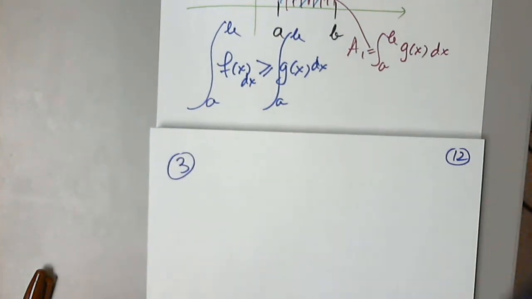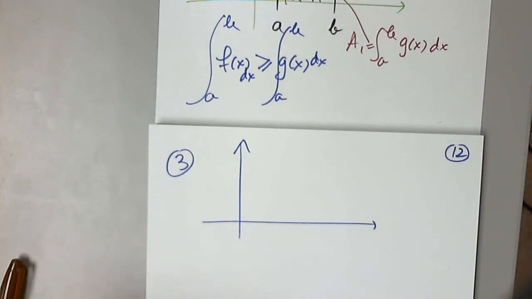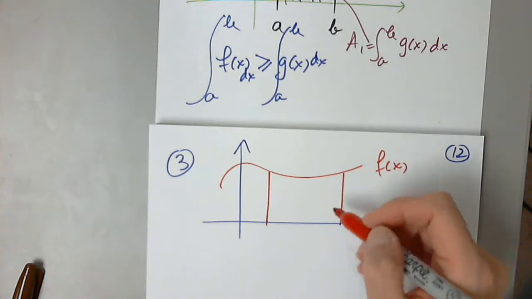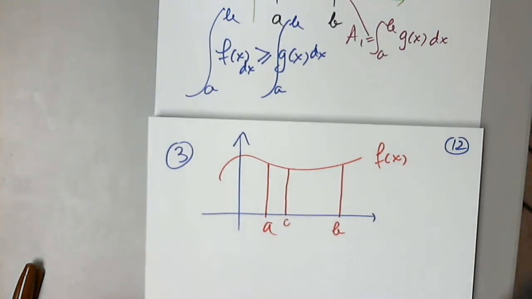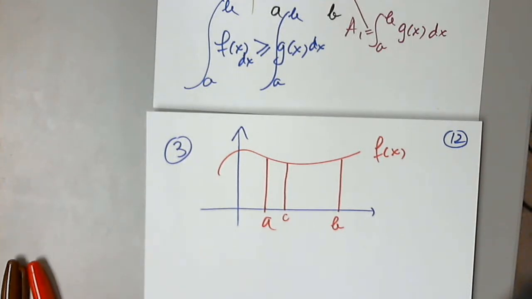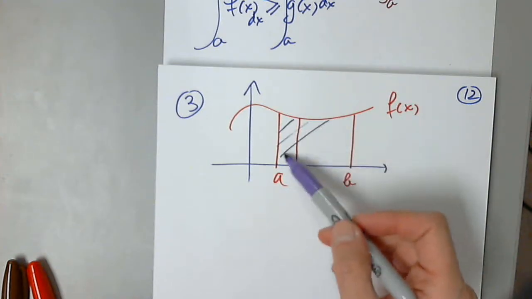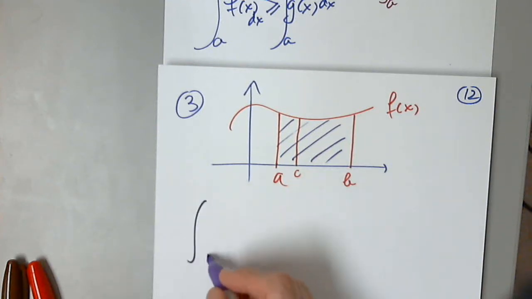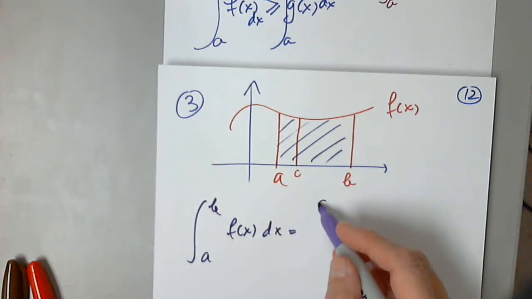Property number 3. Let's take a look at this scenario now. I have this function, f of x. I have this interval, a comma b. And I have a number somewhere that is c. Can anyone give us this area under f of x? How do I write it? The integral from a to b of f of x. Excellent, thank you. And what if I do this?